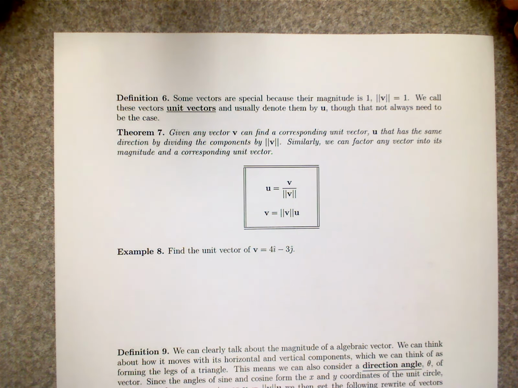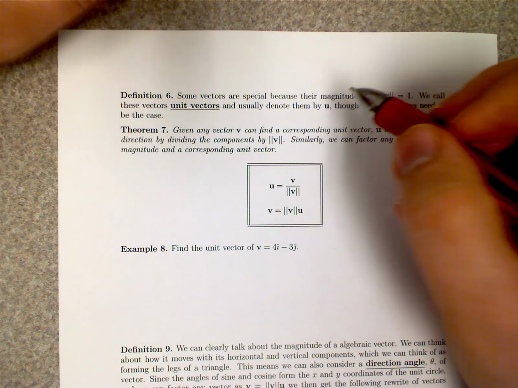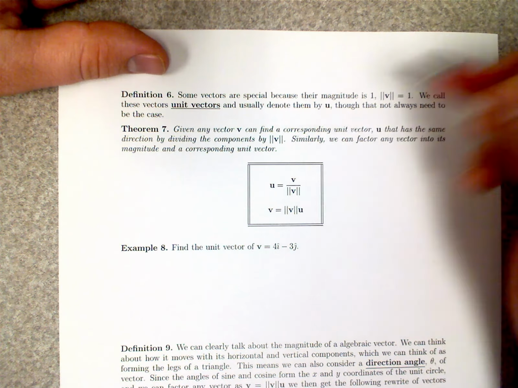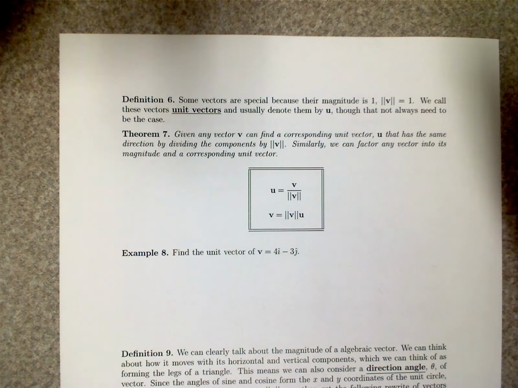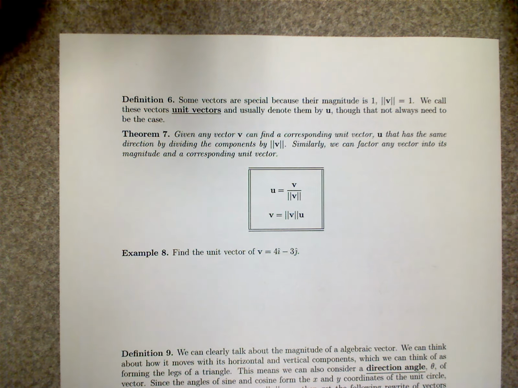Why do we talk about this? Well, as it turns out, sometimes we may only want to think about the direction. So being a unit vector, we know that the magnitude is always 1, so it basically just tells us the direction. And we may want to know how to find it.